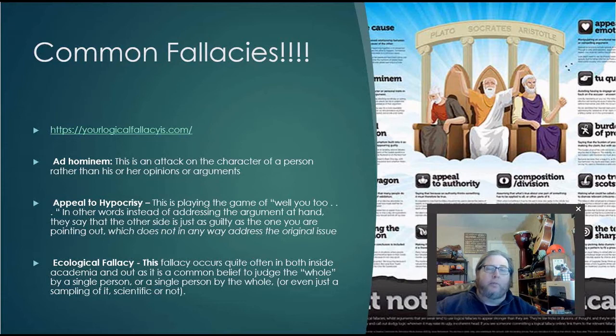All right, number 3, ecological fallacy. This fallacy occurs quite often both inside and outside academia. As a whole, it's based on a common belief where we judge everyone in a group based on a single person, or judge a single person based on the whole, or even a sampling of it, scientific or not.